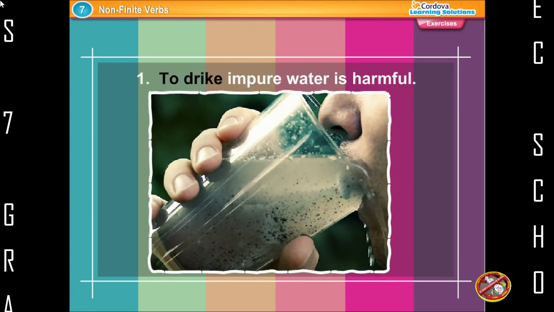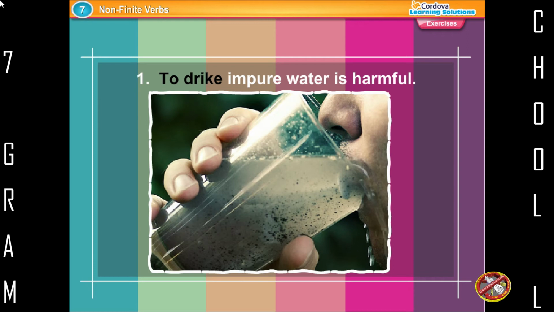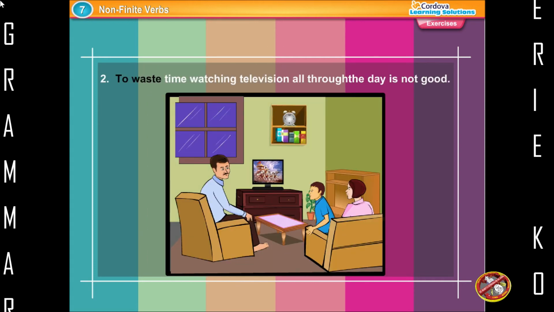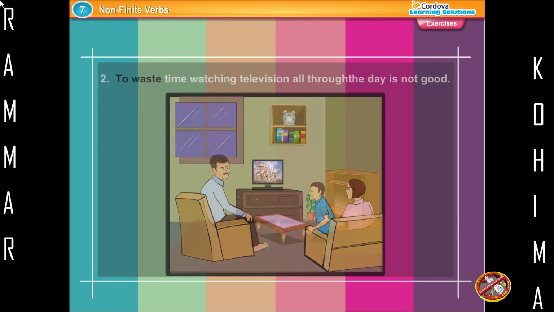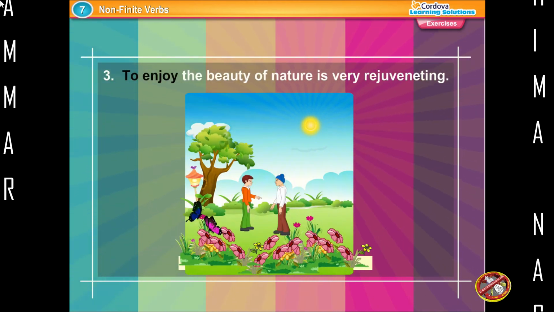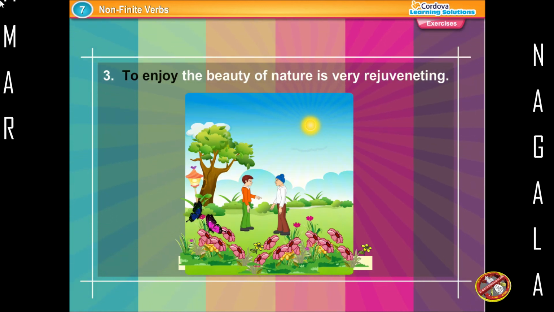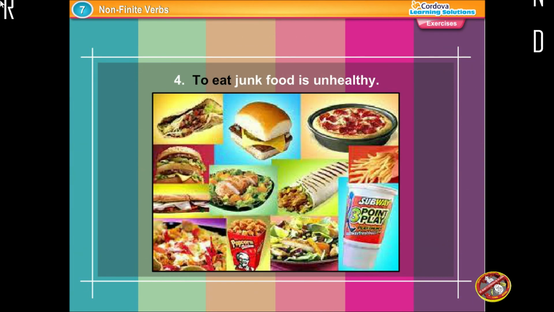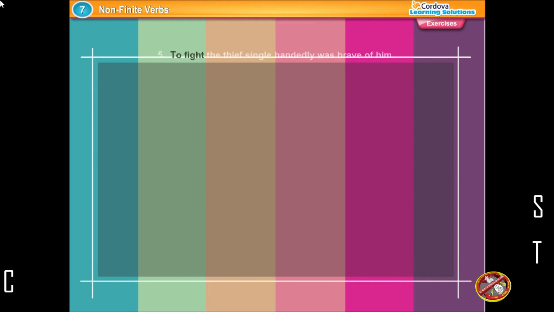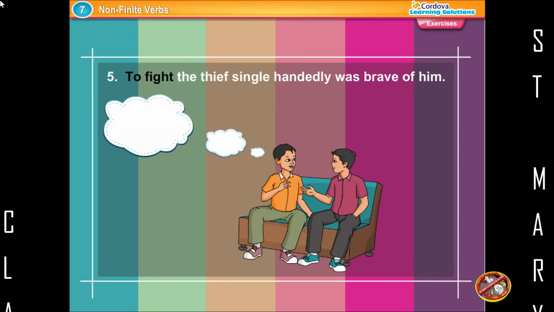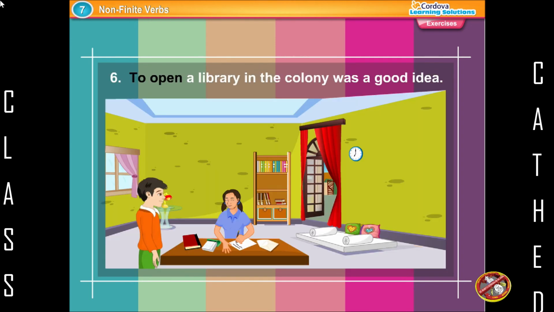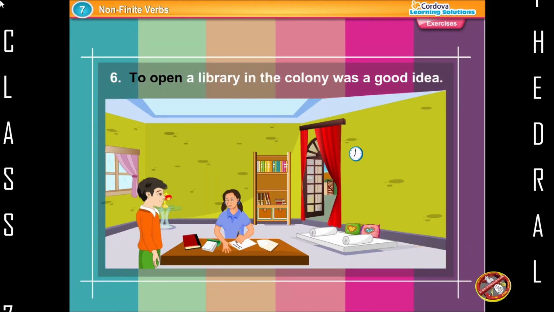Look at the use of infinitives in these sentences. To drink impure water is harmful. To waste time watching television all through the day is not good. To enjoy the beauty of nature is very rejuvenating. To eat junk food is unhealthy. To fight the thief single-handedly was brave of him. To open a library in the colony was a good idea.